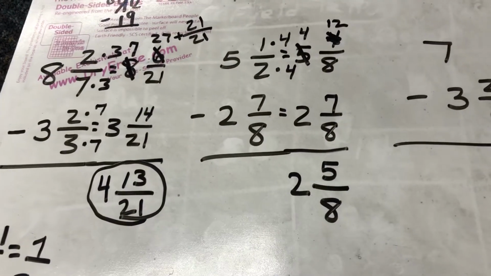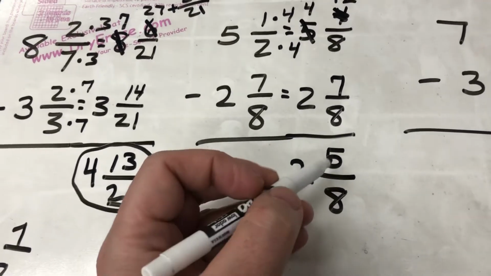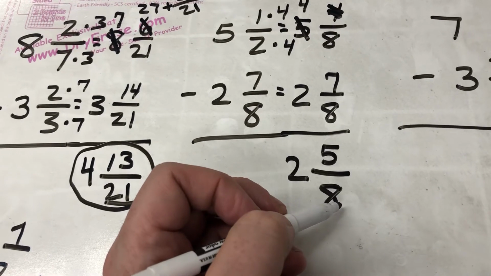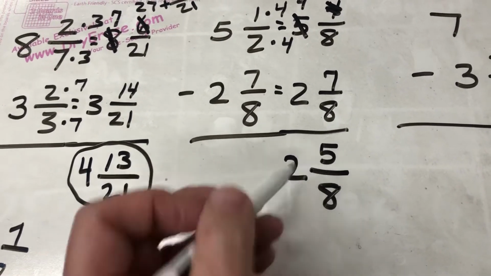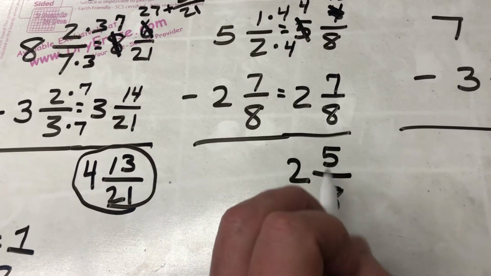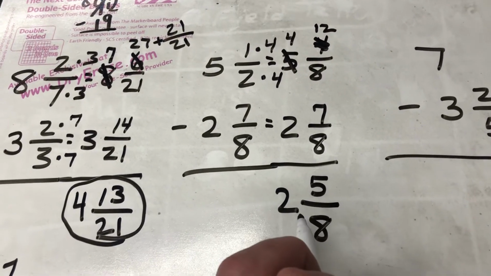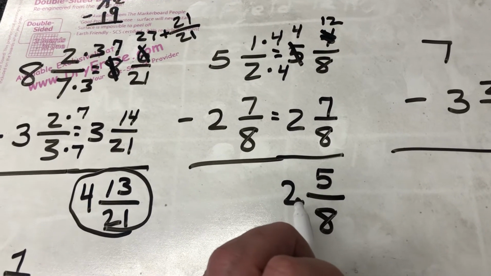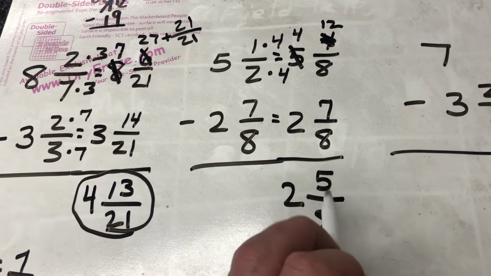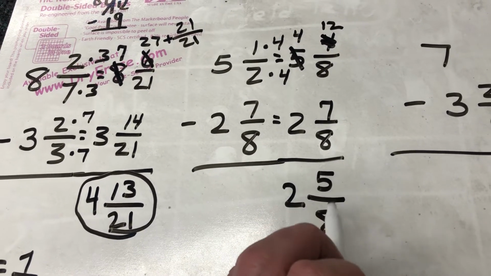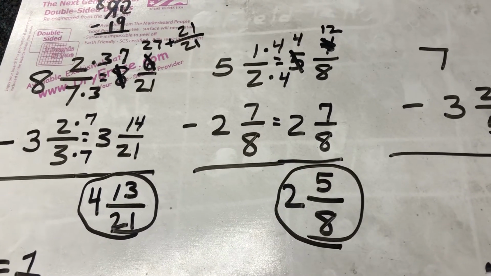Well, now I have to ask myself, is that in simplest form? Well, the only number that can go into both 5 and 8 is 1. 2 and 4 can go into 8, but 2 and 4 cannot go into 5. And of course, when we're talking about simplifying mixed numbers, the whole number is not a factor, because the whole number will stay the same. We're only worried about the fraction. The only number that can go into both 5 and 8 is 1. So that is in simplest form.